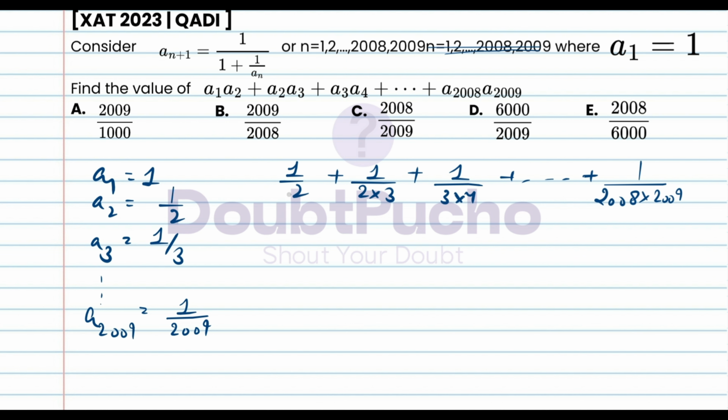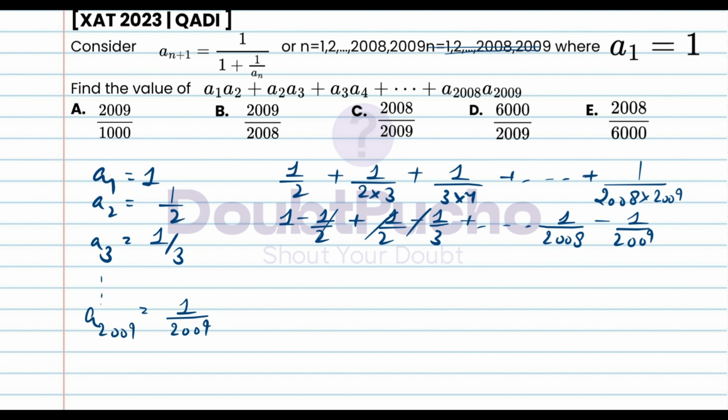Let's solve it. So this can be written as 1 minus 1 by 2. It's a popular pattern. This will be 1 by 2 minus 1 by 3. You can check the same expression you are getting, right? This way you can go till 1 upon 2008 minus 1 upon 2009, right?